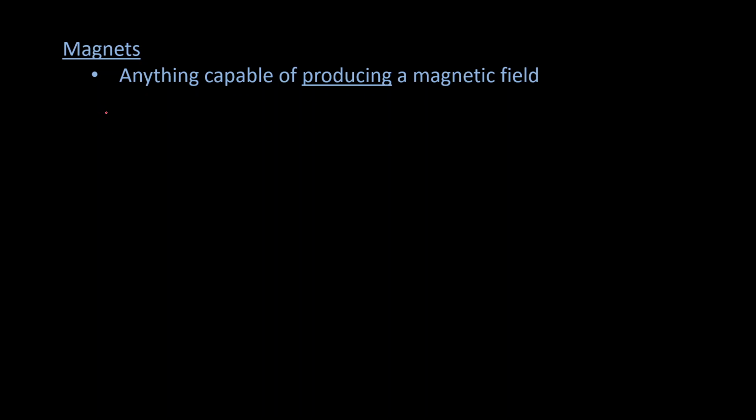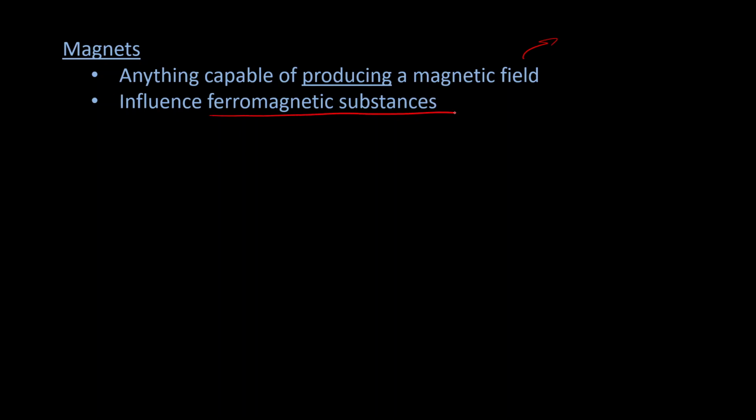So as I was saying, quick definition: magnets are anything capable of producing a magnetic field, and a magnetic field is just like gravity and electricity in that it's providing action at a distance. So we can't really see any physical connections, but it is still able to influence other things, such as what we call a ferromagnetic substance.